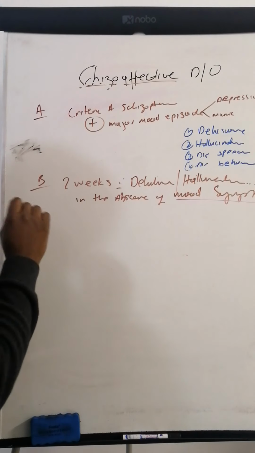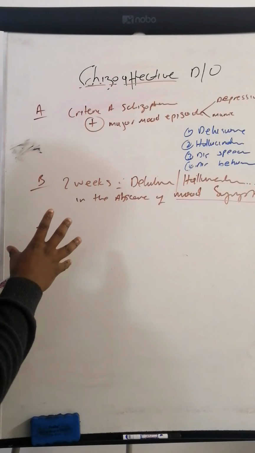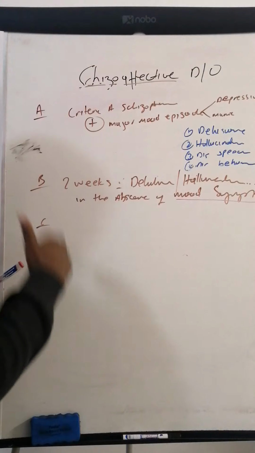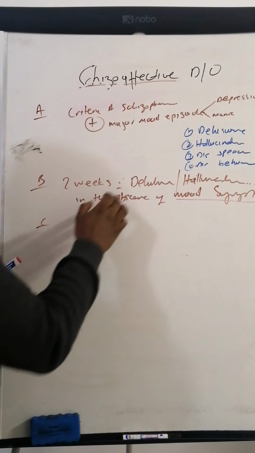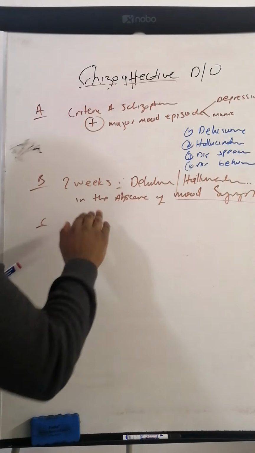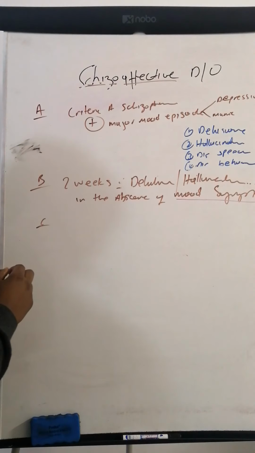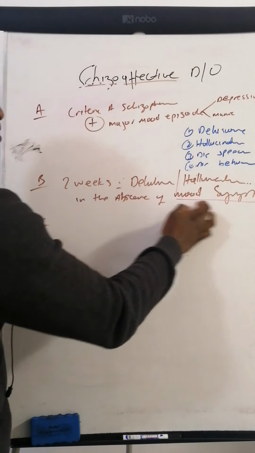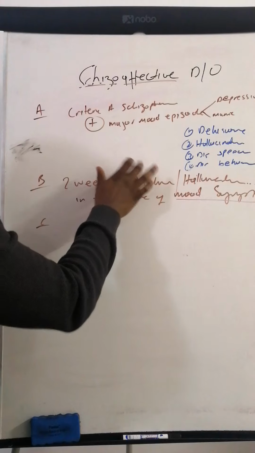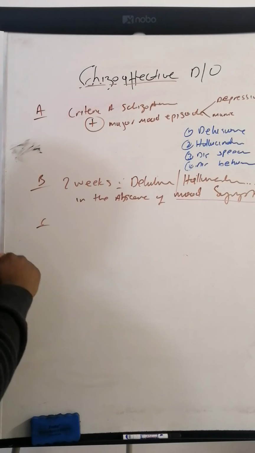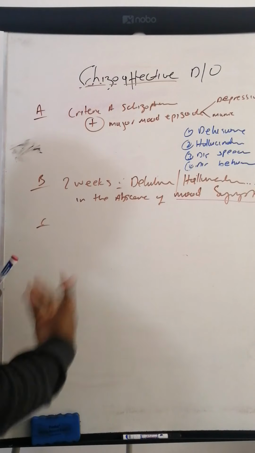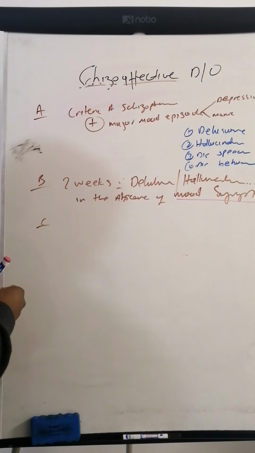So that's why you must have about 2 weeks or more during the duration of the illness whereby you only have delusions or hallucinations without mood symptoms. It's very, very important, guys. Otherwise, if you always have mood symptoms together with psychotic features all the time, you might be dealing with a depressive disorder with psychotic features or a bipolar mood disorder with psychotic features.